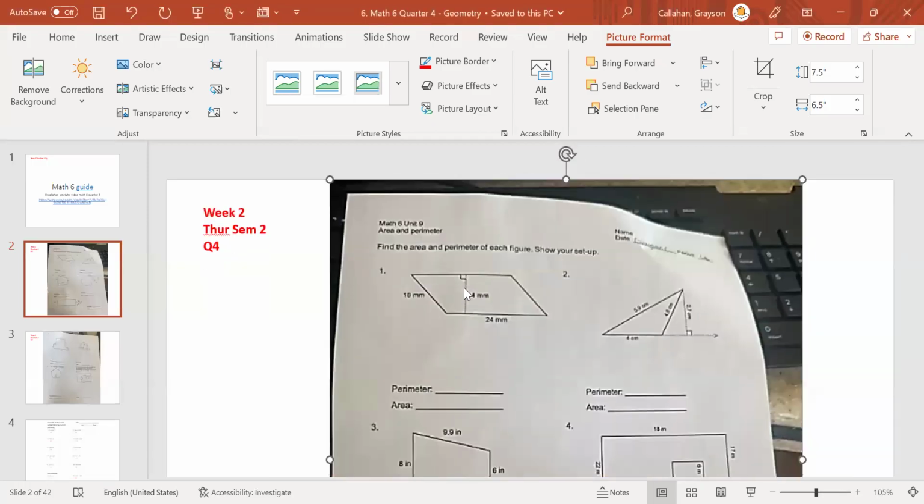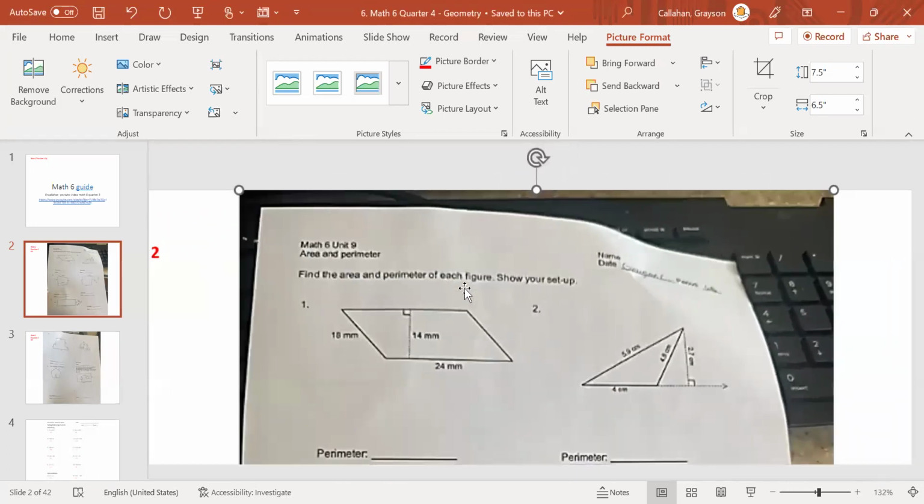Okay, so this is week 2, Thursday, semester 2, quarter 4. We're going to go ahead and go over area and perimeters of certain figures.